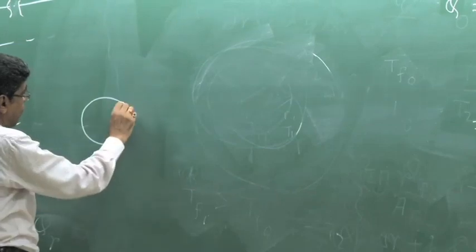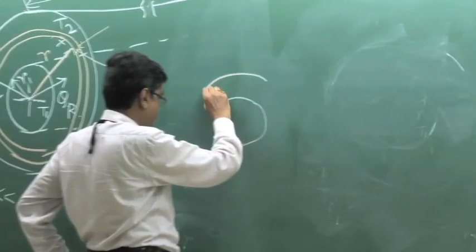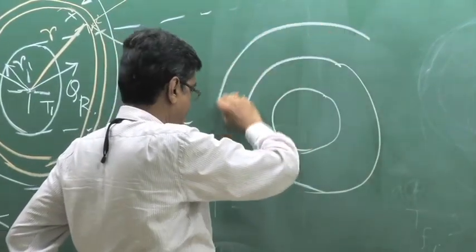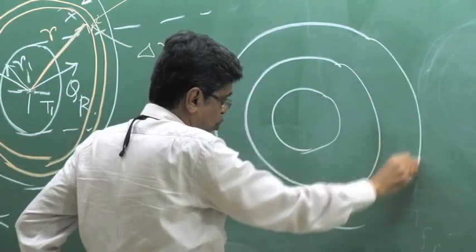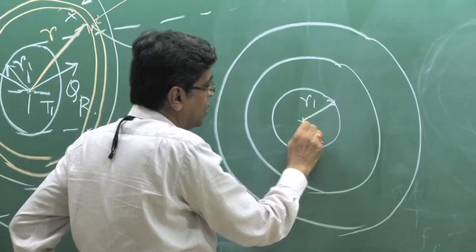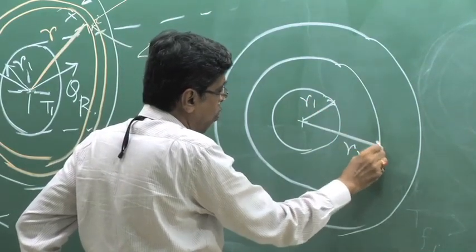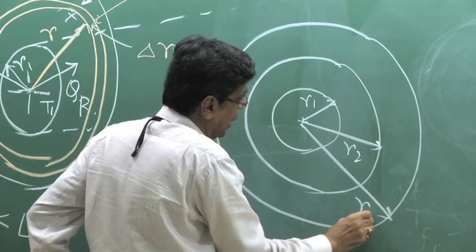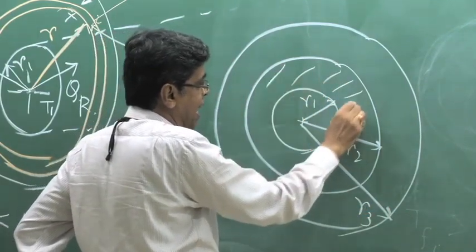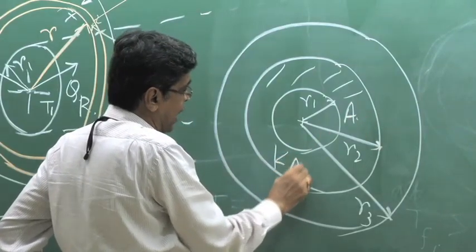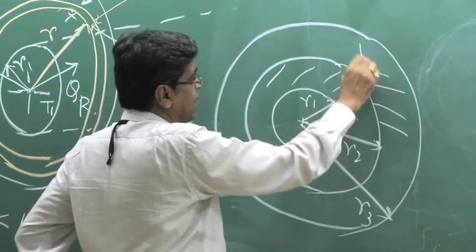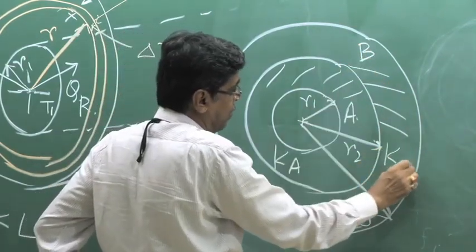If we have two cylindrical walls, the radii are R1, R2 and R3. Then from R1 to R2, this material A has thermal conductivity Ka, and from R2 to R3, this material is B with thermal conductivity Kb.